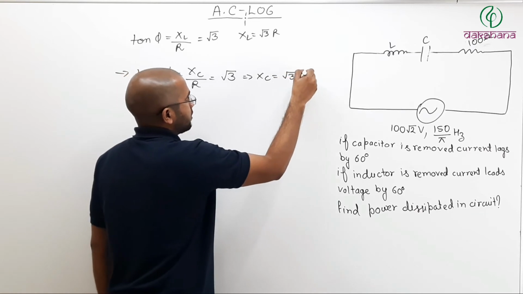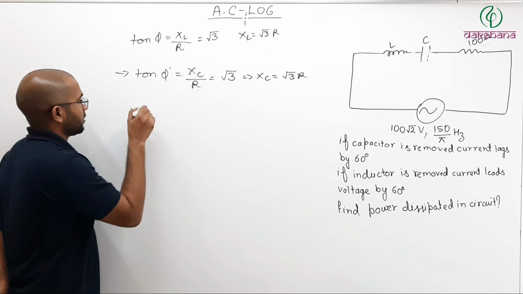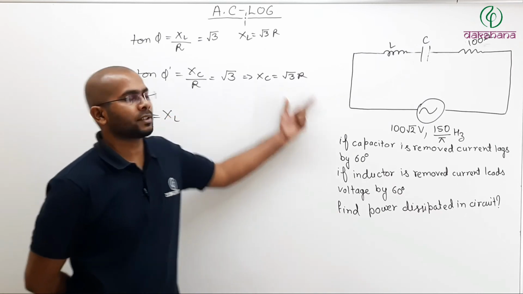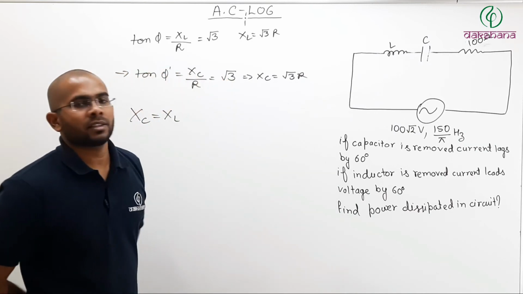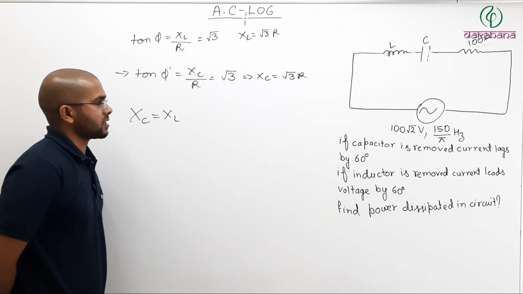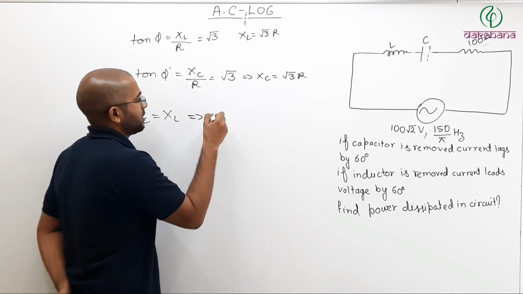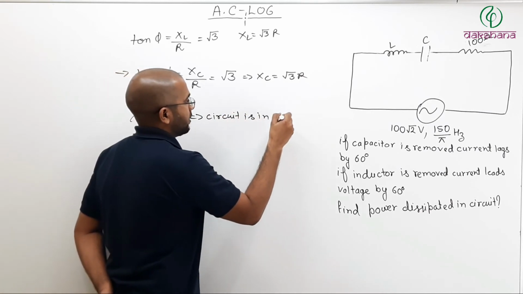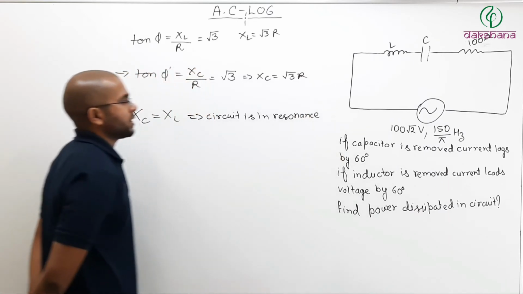Now what was the resonance condition? The resonance condition was XC should be equal to XL, and that is coming out to be true. So in this circuit, your XC and XL are equal, meaning the circuit is in resonance. What is the meaning of the circuit being in resonance?